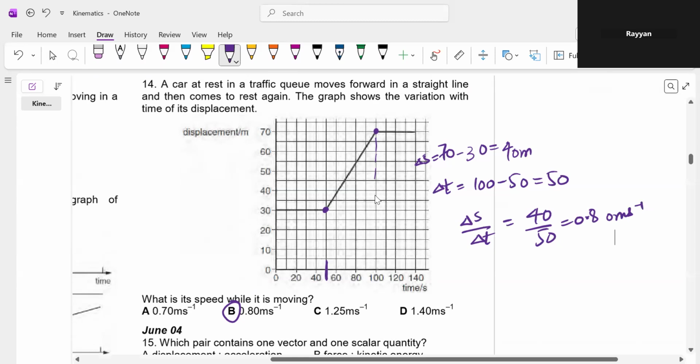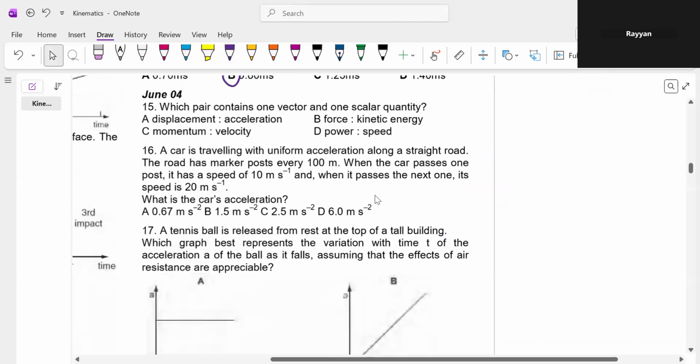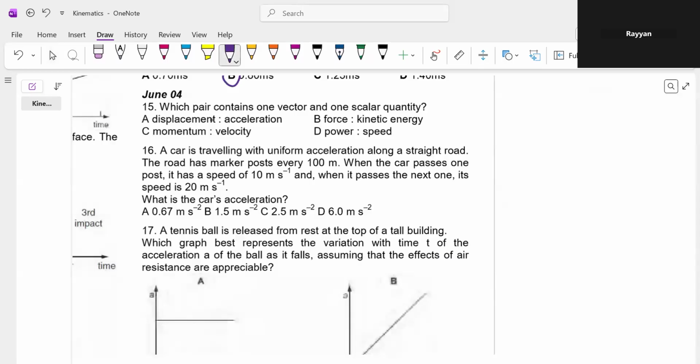Now, next question. Which pair contains one vector and one scalar quantity? These questions are easy, right? Which pair contains one vector and one scalar? If you see, I think it's D. In A, this is a vector quantity, this is a vector quantity. Force, force is what? Yeah, force is vector.